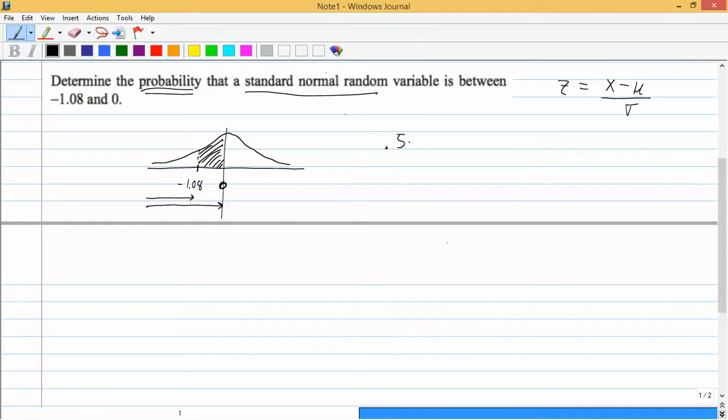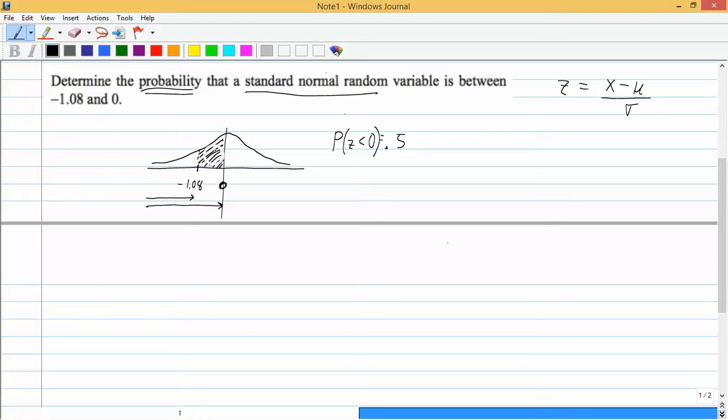So it probably would be best for me to say this would be the probability that z is less than 0 is equal to 0.5. So that's all of this. And I'll explain what less than and greater than means with the standard normal curve in just a second.